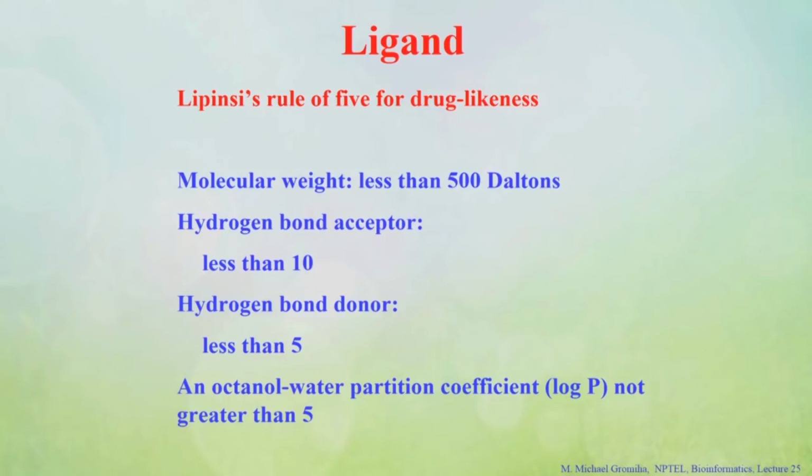conditions. The first one is the molecular weight. So, what is the molecular weight? For any compound, you can see the weight. The molecular weight should be less than 500 daltons. Then we have the hydrogen bond acceptor, less than 10, and hydrogen bond donor, less than 5.